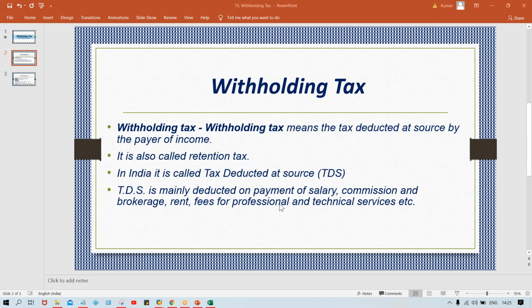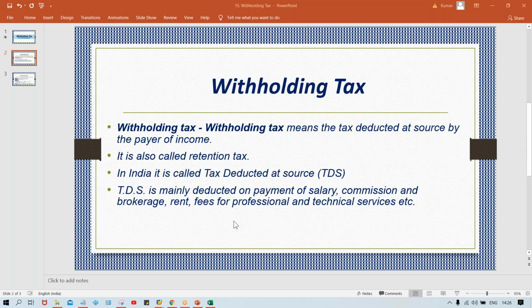Now, TDS is going to be deducted on multiple different kinds of services, guys, and based on the nature of the services, a different percentage is going to be deducted. In that also, country-wise, multiple other conditions will be there. Let's suppose on salary, a different percentage; on commissions, different; brokerage, rent, fee for professional and technical services. So multiple different kinds of services are there, and on those services, different tax is going to be deducted.